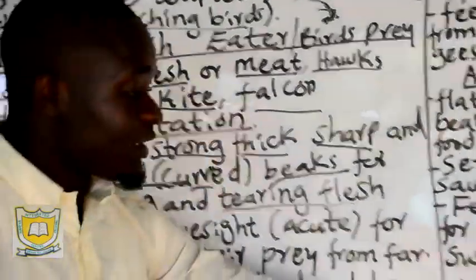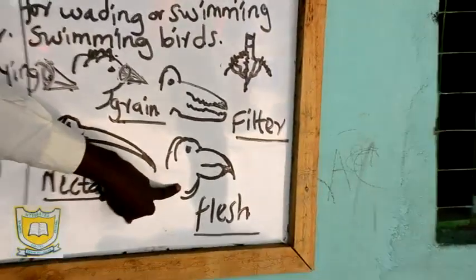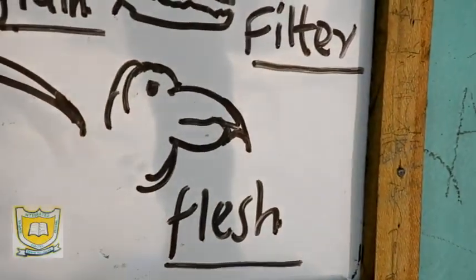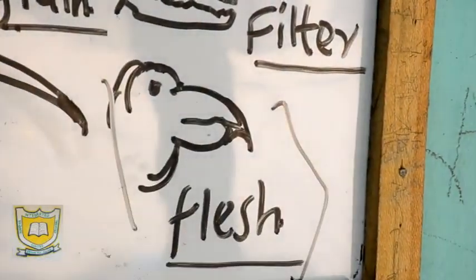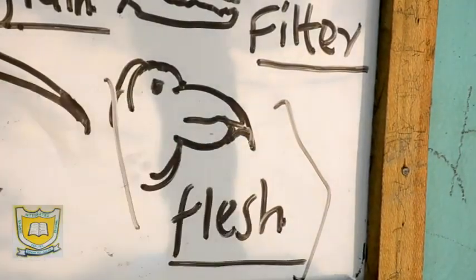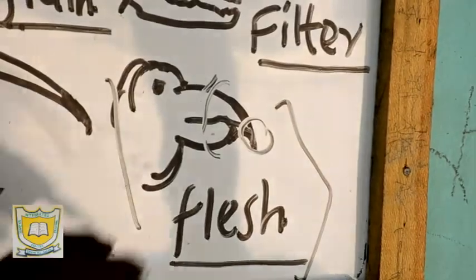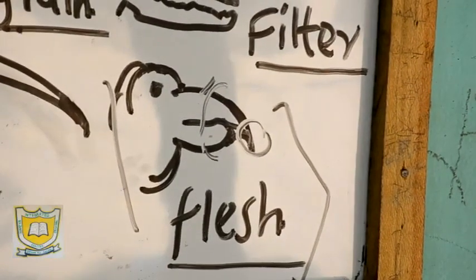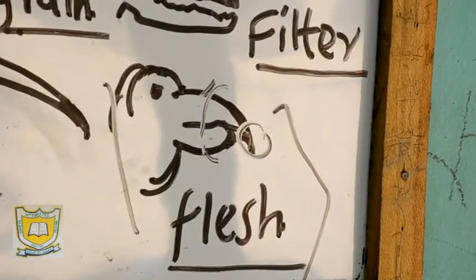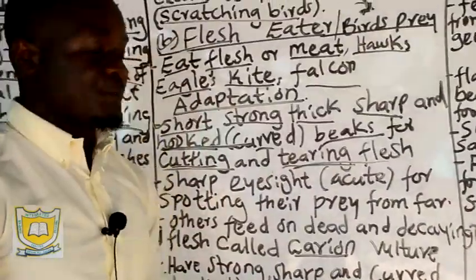As an example of a flesh eater's beak, when you observe here at the end of it, it is curved. We say it is strong, and the adaptation of it being strong and curved at the end is just for cutting and tearing of this flesh.